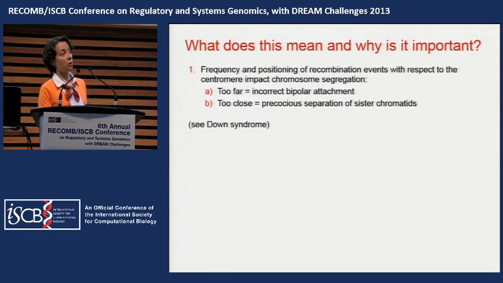It is known that the frequency and position of recombination events around the centromere is critical for chromosome segregation, in the sense that if recombination happens too far away, the spindle attaches improperly to the centromere. If recombination happens too close, the sister chromatids separate too early, way before meiosis II, where they're supposed to. And this is actually at the basis of Down syndrome.